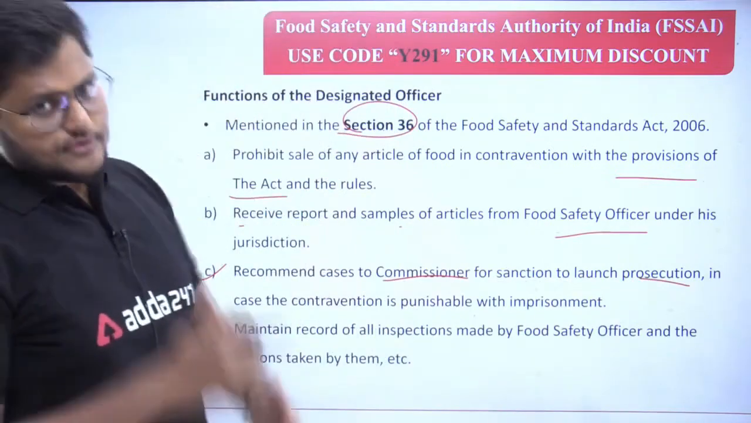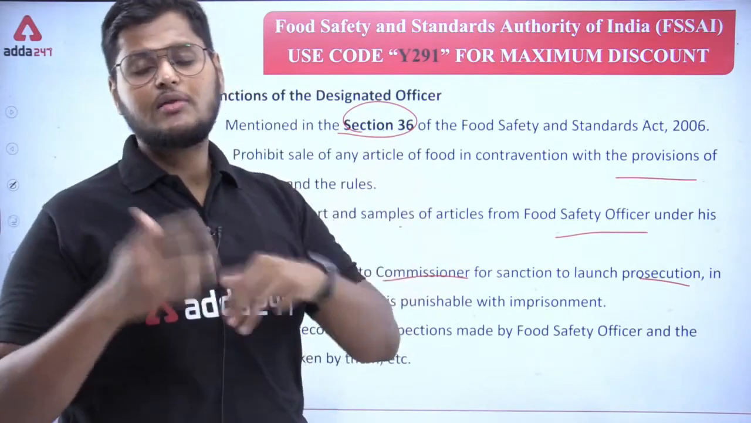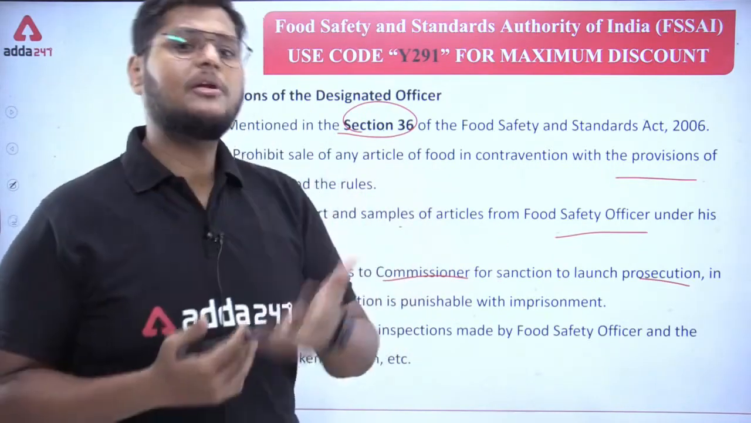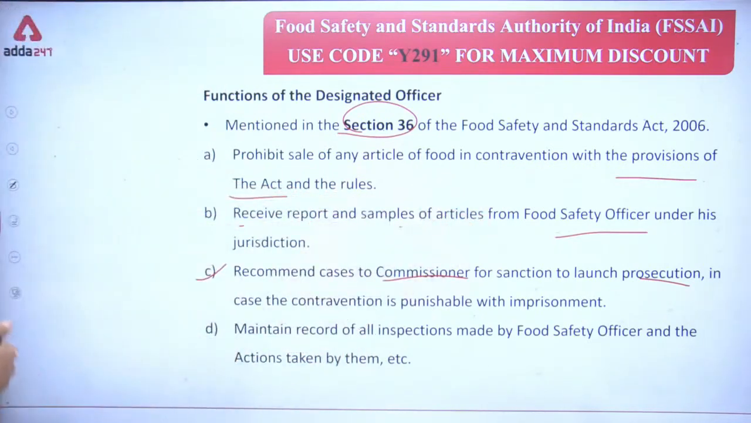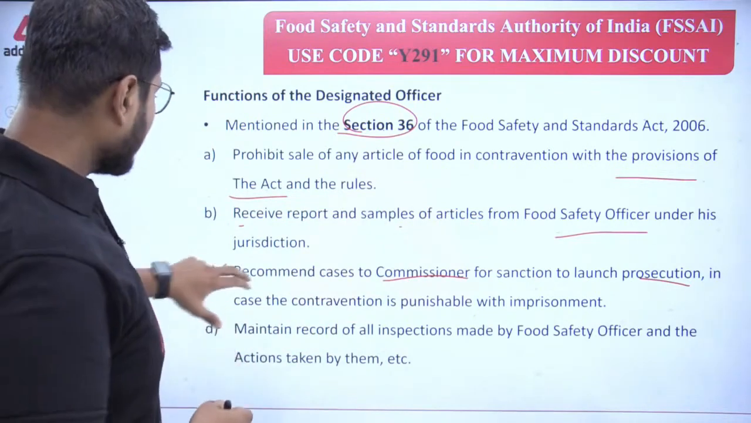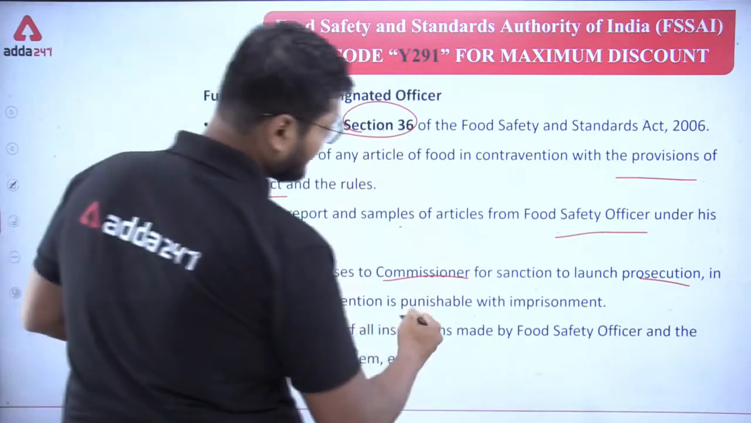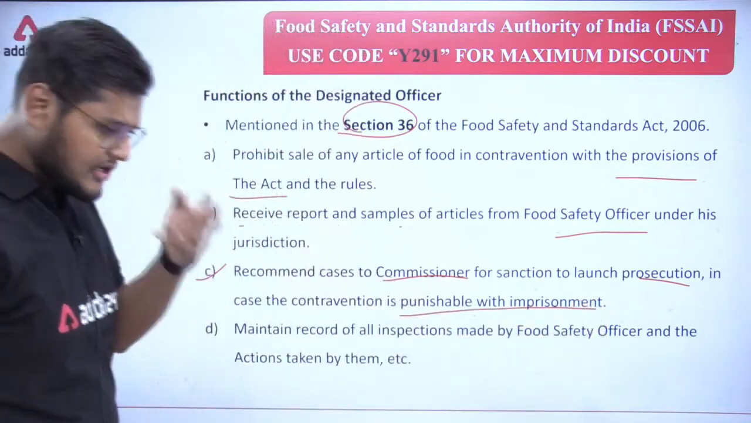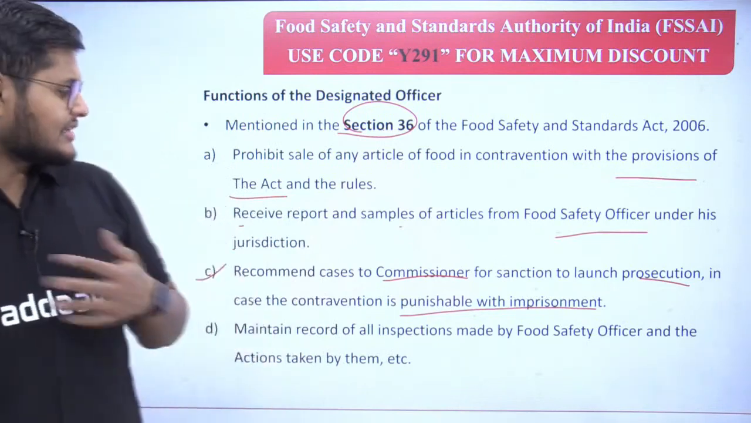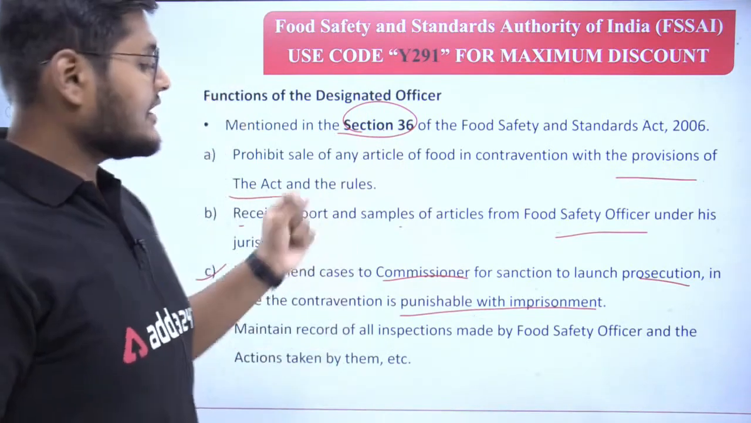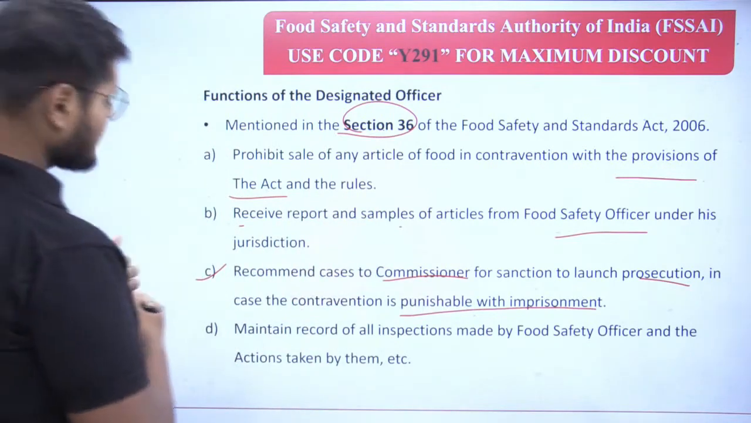Okay, so for launching different prosecutions, what exactly is prosecution? You see, whenever a convict or a criminal is brought for trial into the court, that exactly is known as the prosecution. Okay, the workings that are being done there. Recommend cases to commissioner for sanction to launch prosecution in case the contravention is punishable with imprisonment. Okay, if the food business operator has done any kind of wrong activity, has committed any kind of crime, and if he or she is punishable with imprisonment, then the designated officer can recommend the same to the commissioner.